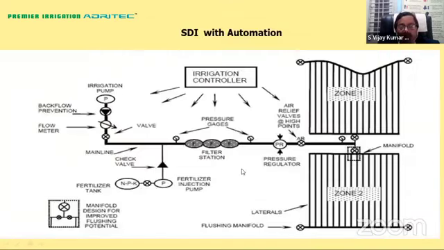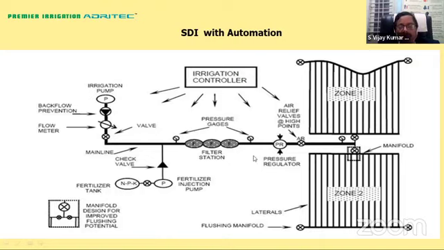And SDI is also another very important thing: you can also automate it. So you can have a subsurface drip irrigation system wherein you will have the pump, the backflow preventer, then you have the flow meter, which I told you is very critical. Then you have the fertigation tank, which can be automated. Then you have the pressure gauge stations. Then the whole thing will be automated with the help of a controller.